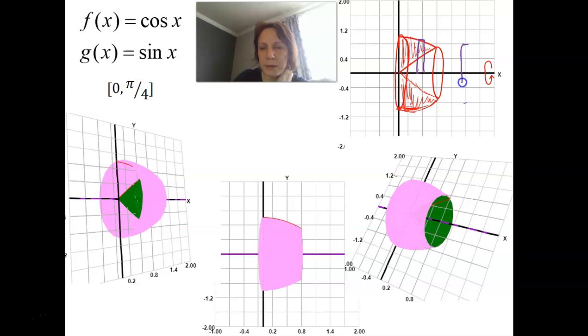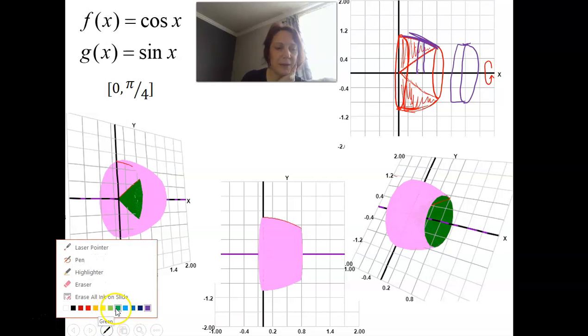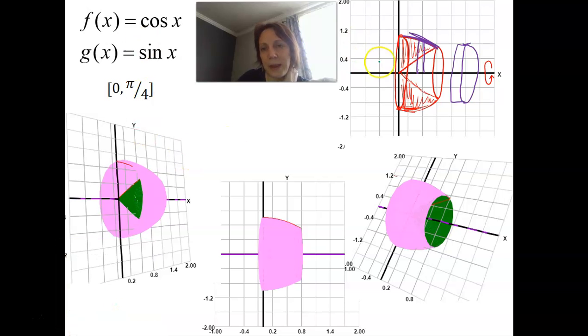I'm going to get a cylinder with my outer curve, with my cosine. That's what would happen if you just revolved cosine, which we know. The problem is we also have that empty space in the middle, and that empty space is from here.